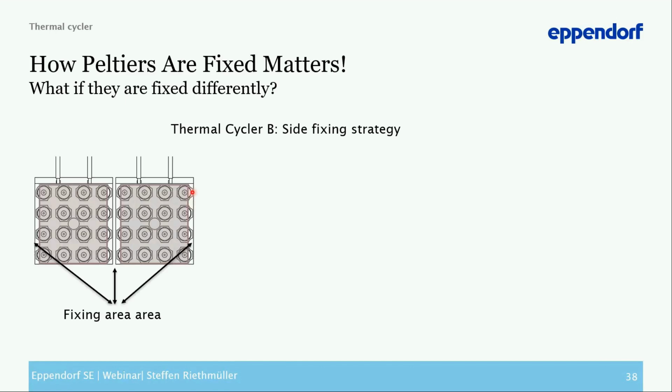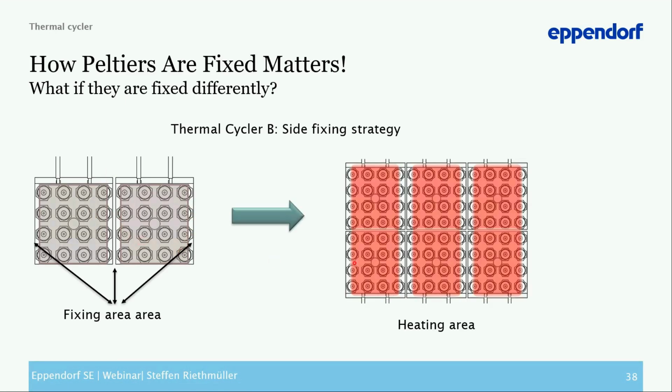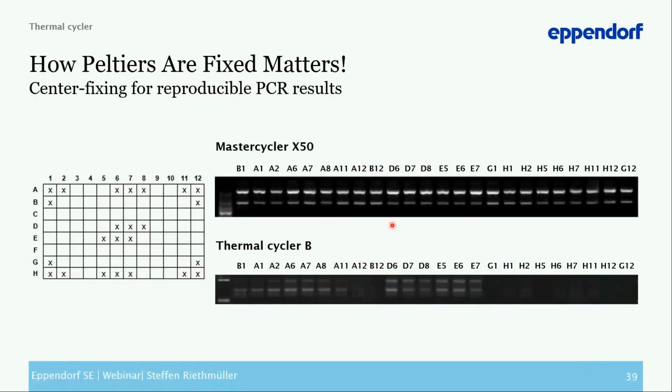So the elements are fixed here at their sides, and this could lead to the fact that you don't have an optimal temperature transfer, especially at the edges and in the corners. We have performed an experiment to show this. If you perform a PCR on the Mastercycler X50, you see that the temperature homogeneity is quite nice.